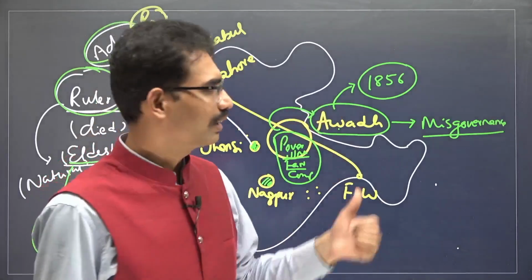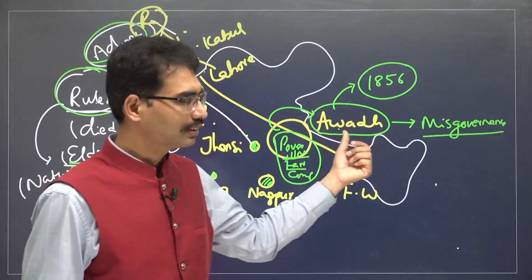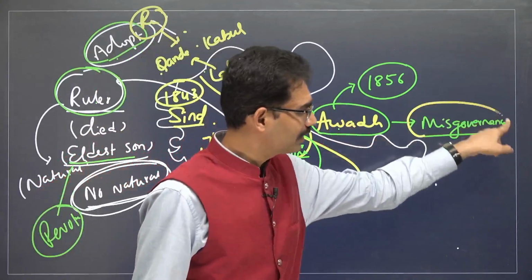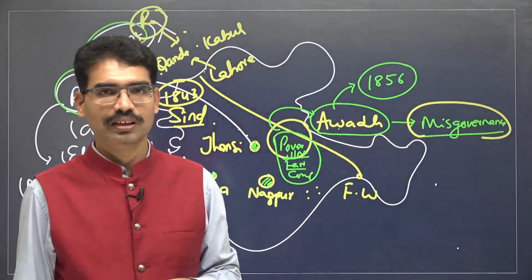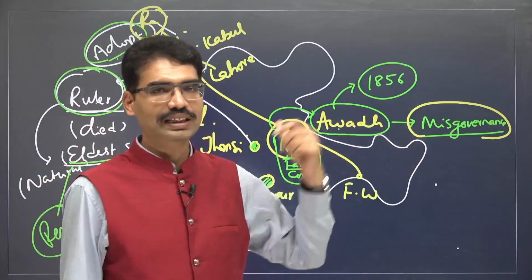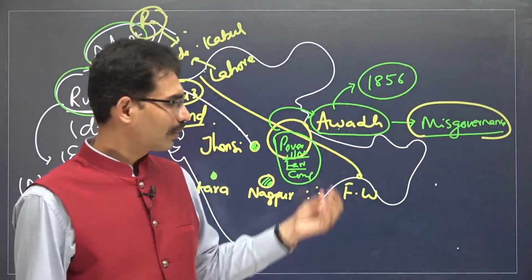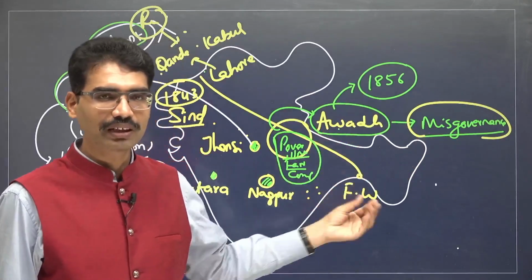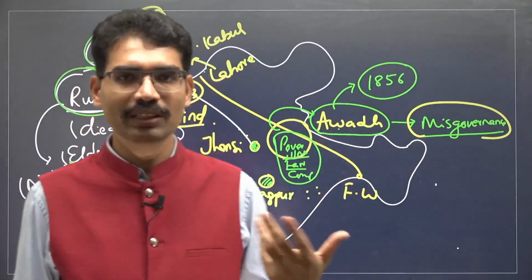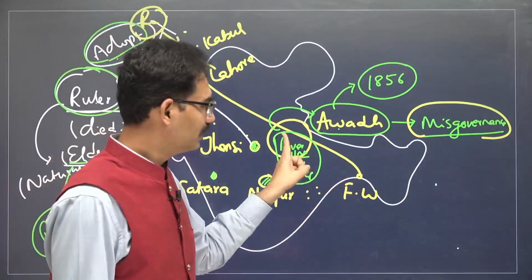But the reason here, doctrine of lapse cannot be applied here. That's why they came up with another invention, that is misgovernance. And if you apply misgovernance as the reason to remove the government, you have to remove the British East India Company government itself. But obviously they will not apply it on them. They are going to apply it on Indian rulers.